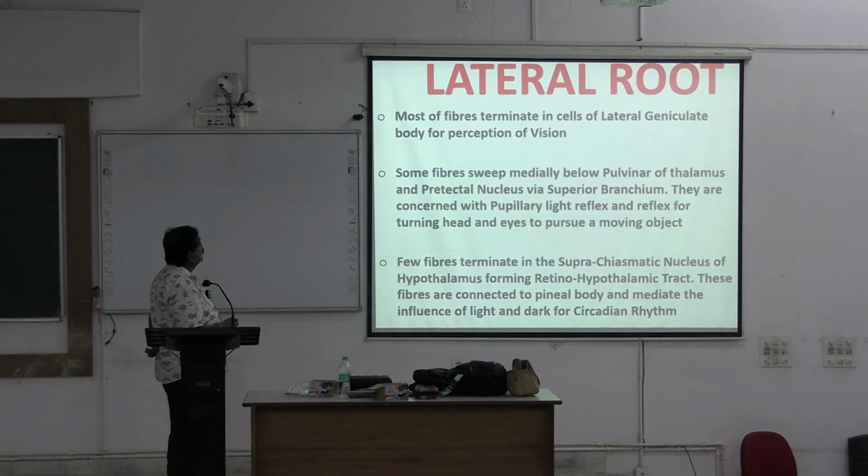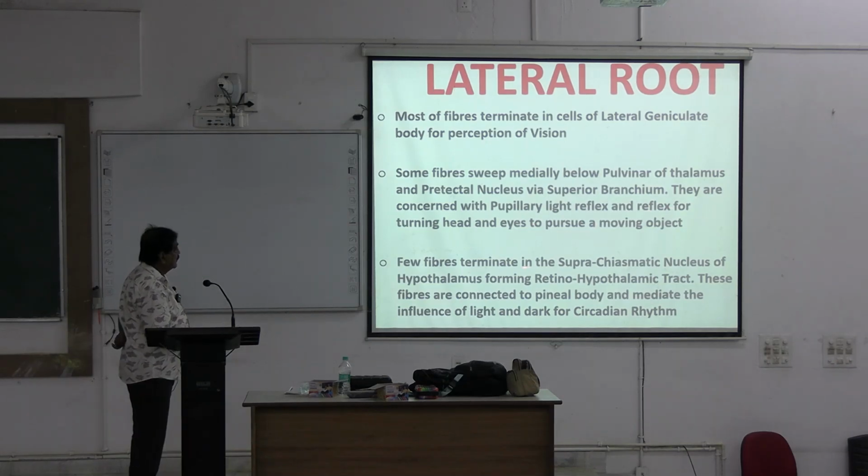Lateral root: most of the fibers terminate in cells of the lateral geniculate body for perception of vision. Some fibers sweep medially below the pulvinar of the thalamus and the pretectal nucleus by the superior brachium. They are concerned with the pupillary light reflex and the reflex for turning head and eyes to pursue a moving object.